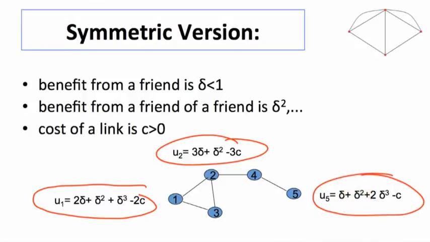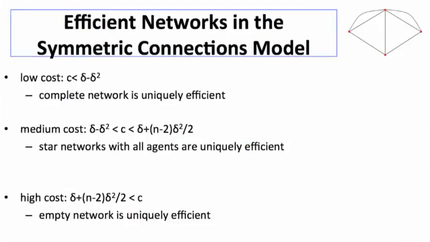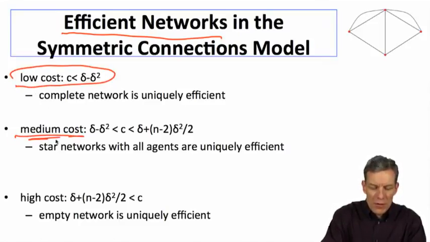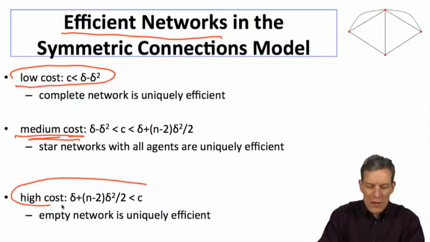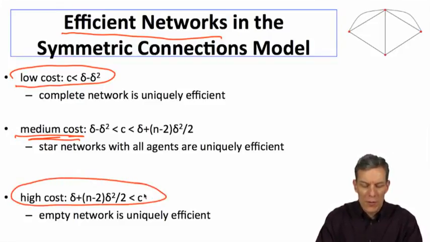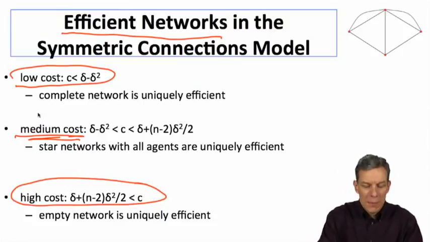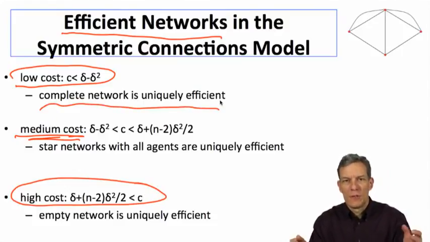Okay, so let's have a look now at this particular setting, and let's look at the efficient networks, so the ones that are maximizing total utility in this setting. And they break into 3 different categories. So we're going to deal with situations where there's very low cost to links, situations where there's a medium cost to links, and then situations where there's a high cost to links, so the cost is above some level. And basically for very low cost of links, the complete network is the unique efficient network.